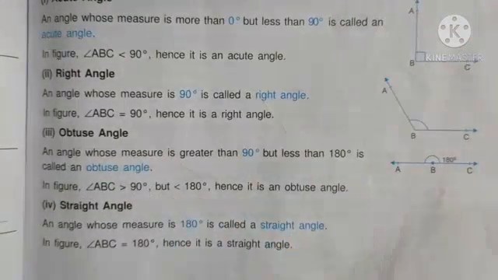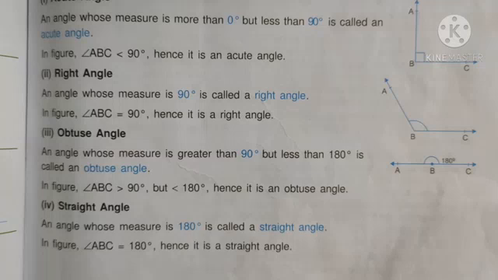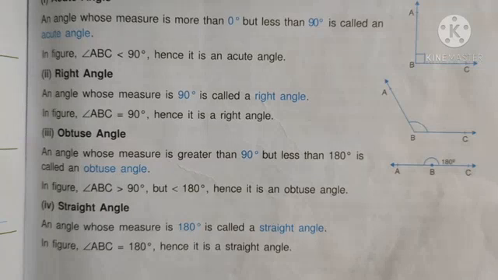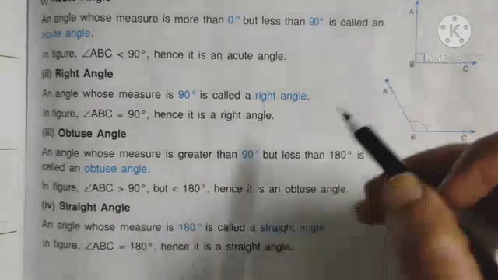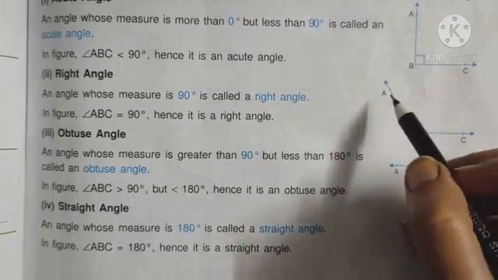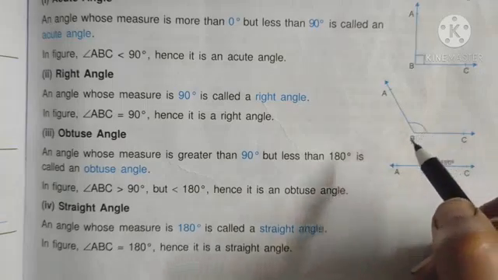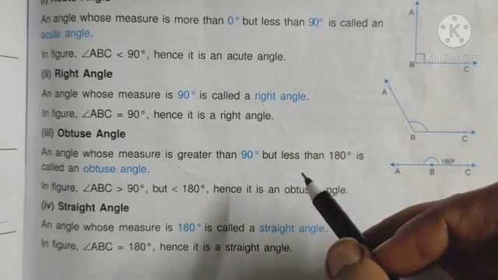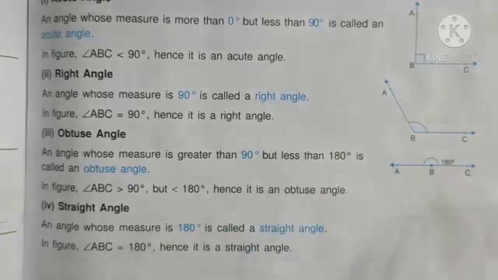Obtuse angle. An angle whose measure is greater than 90 degrees but less than 180 degrees is called an obtuse angle. So an angle more than 90 degrees but less than 180 degrees is known as an obtuse angle, and here you can see in this figure angle ABC is greater than 90 degrees but less than 180 degrees.